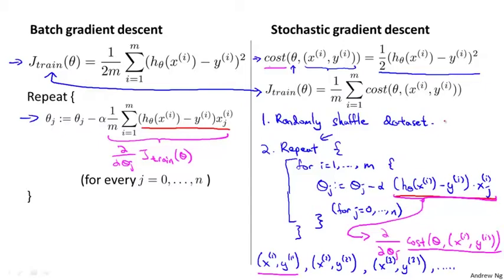This view of stochastic gradient descent also motivates why we wanted to start by randomly shuffling the data set. This just ensures that when we scan through the training set, we end up visiting the training examples in some sort of randomly sorted order.